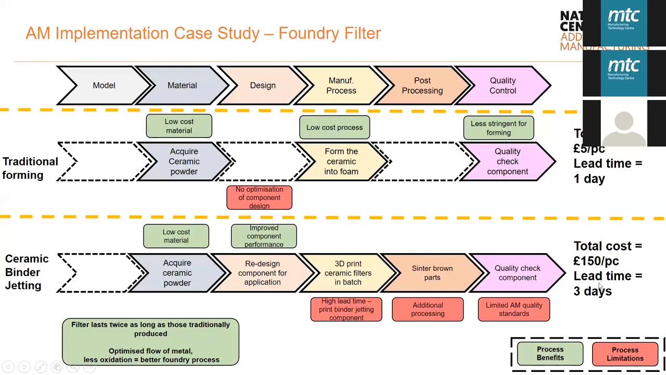So my component actually costs £150 a piece and takes me 3 days lead time, which is greater than what it was originally. But we actually found that the filter itself lasted twice as long as traditionally produced because of this improved performance. And also, not only did it last twice as long, but it actually optimized the flow of metal through the foundry process itself, making it more efficient.